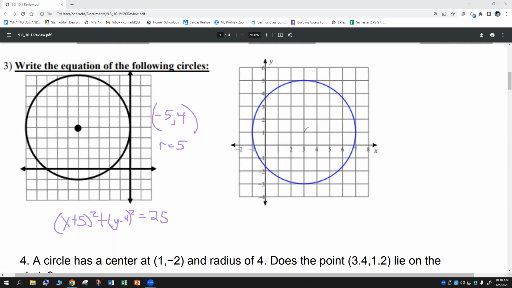All right, the next one, your center is right here. If you look at the two diameters, this is where they meet. This is (3, 1), and your radius here is 4. You can just count 1, 2, 3, 4. So we're going to have (x - 3)² + (y - 1)² = 16.